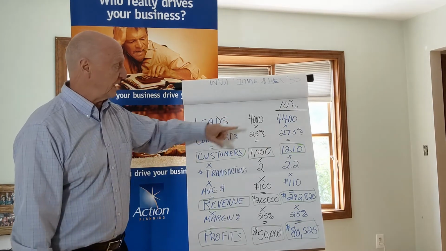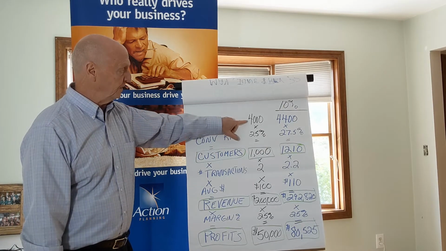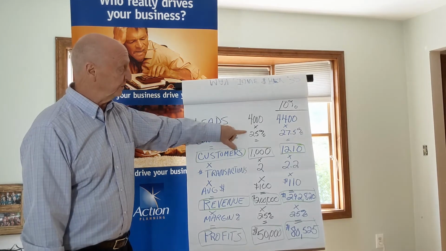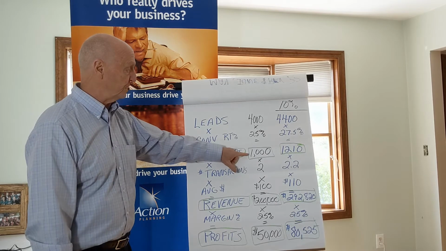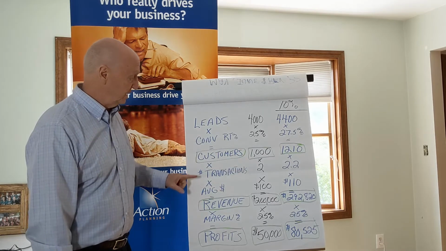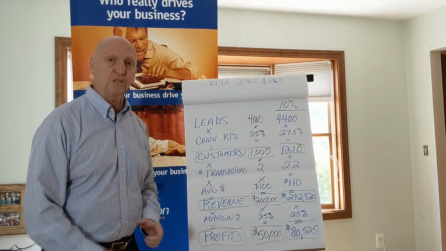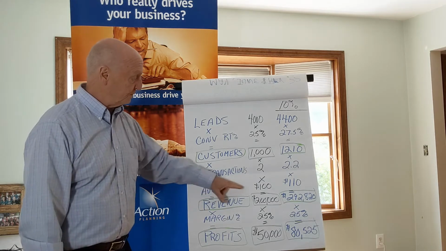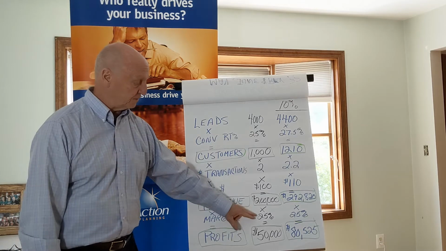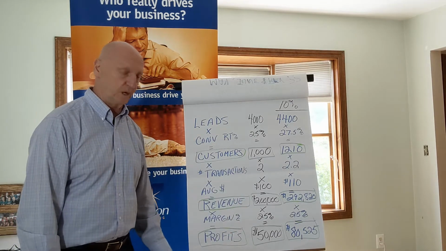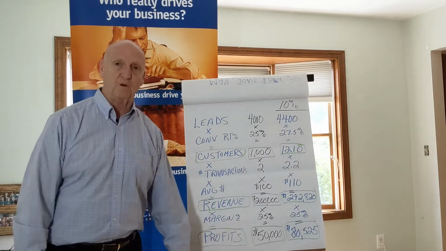In this case, I have an example of a company that has 4,000 leads a year, and these are averages. A 25% close ratio, their conversion rate, gives them 1,000 customers. People buy twice a year from them, and on average, people spend $100. That gives us $200,000 in revenue, times a 25% margin, gives them a $50,000 profit.